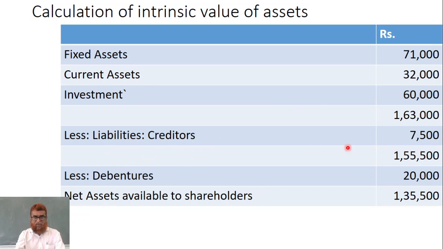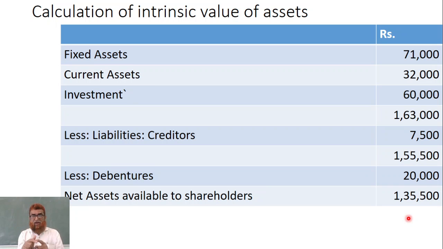Next, we should deduct the liabilities. First liability is creditors 7,500. So minus, then we will get 1,55,500. Then deduct debentures also. There is no preference share capital here. We have only debentures. Debentures should be deducted, 20,000. Now the net assets available to shareholders. Here only one type of shareholders are there. 1,35,500. So this is the net asset available to the equity shareholder.